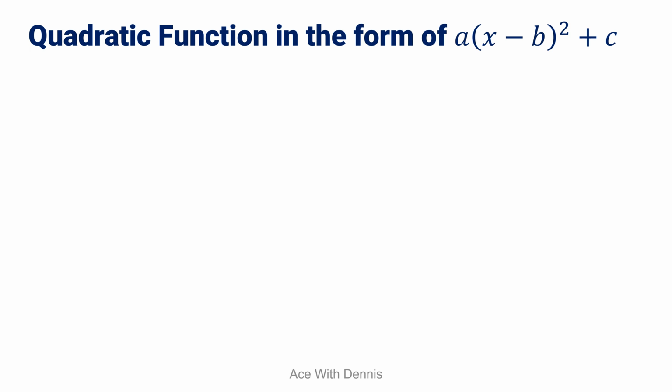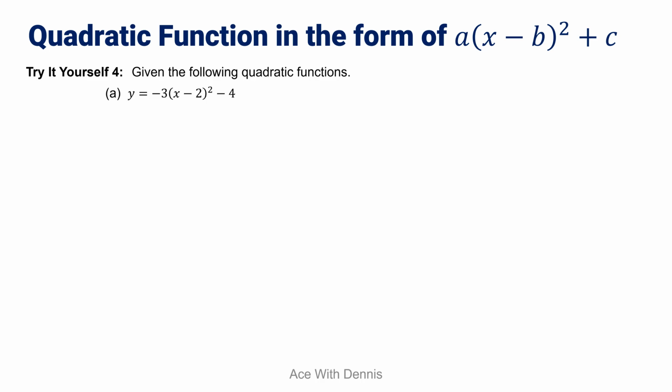Now let's see more examples. And this round, I want you to try it yourself. Given the following quadratic functions: a, y equals negative 3 bracket x minus 2 squared minus 4. b, y equals negative 2 bracket x plus 2 squared plus 8. c, y equals 5 bracket x minus 6 squared.